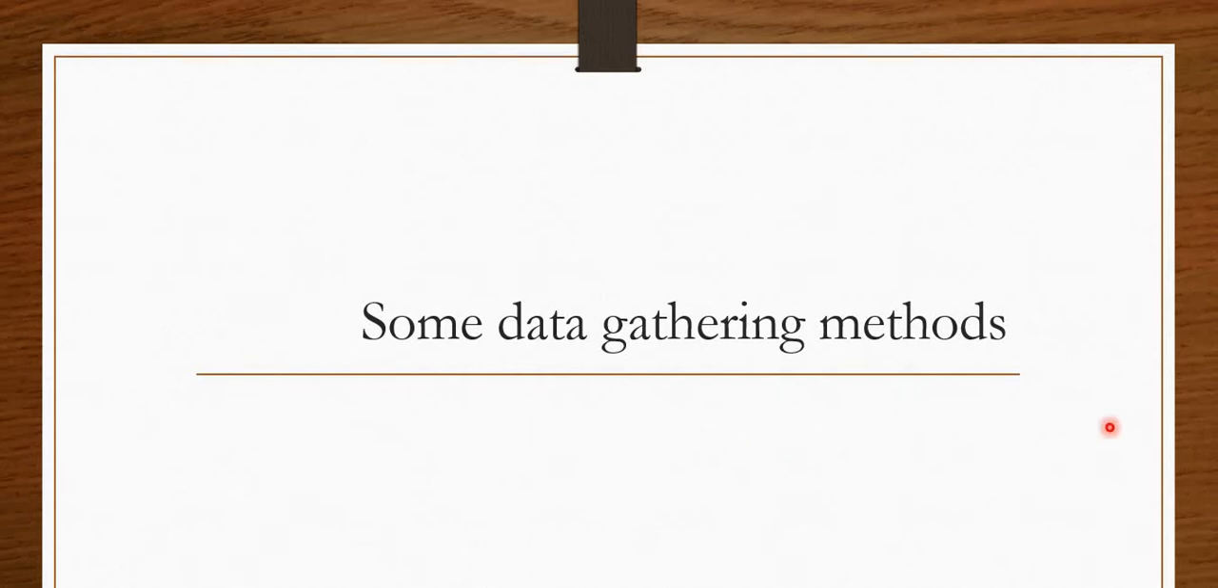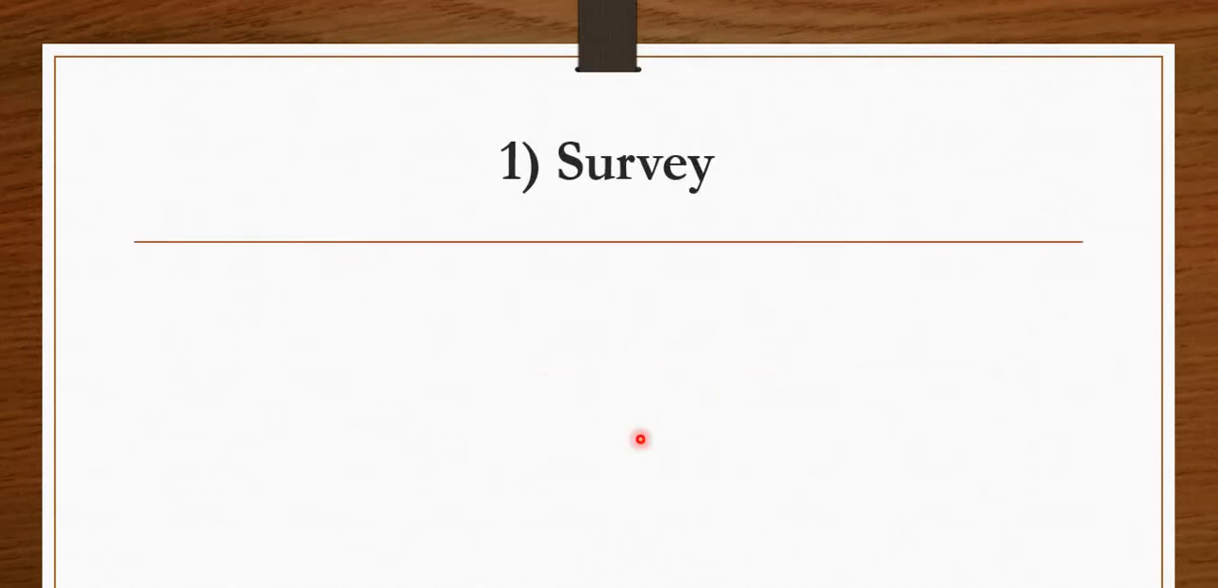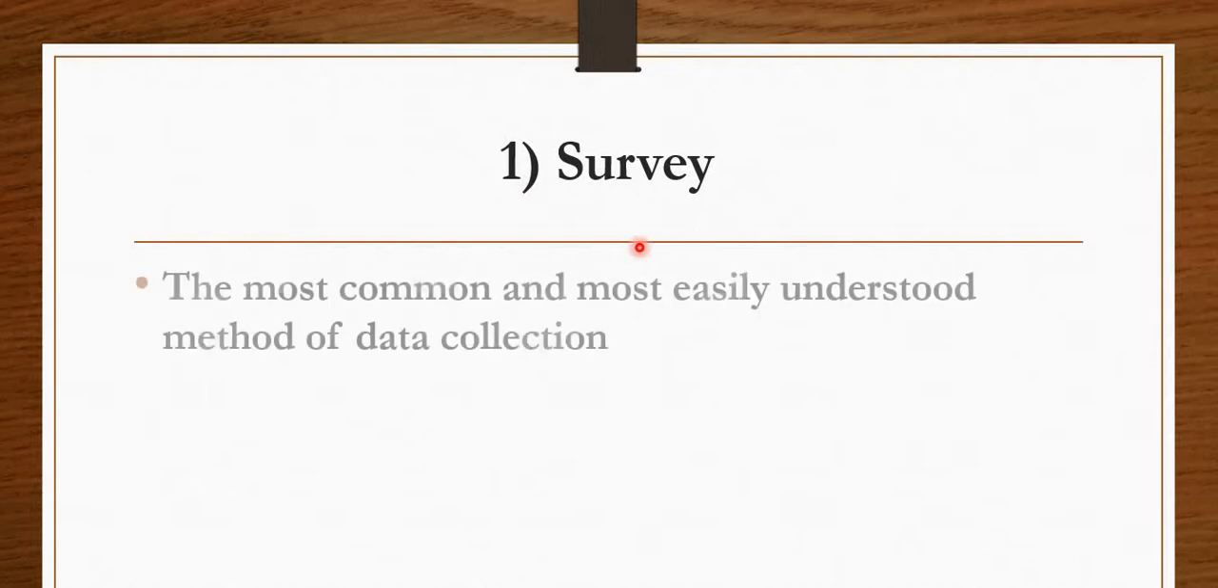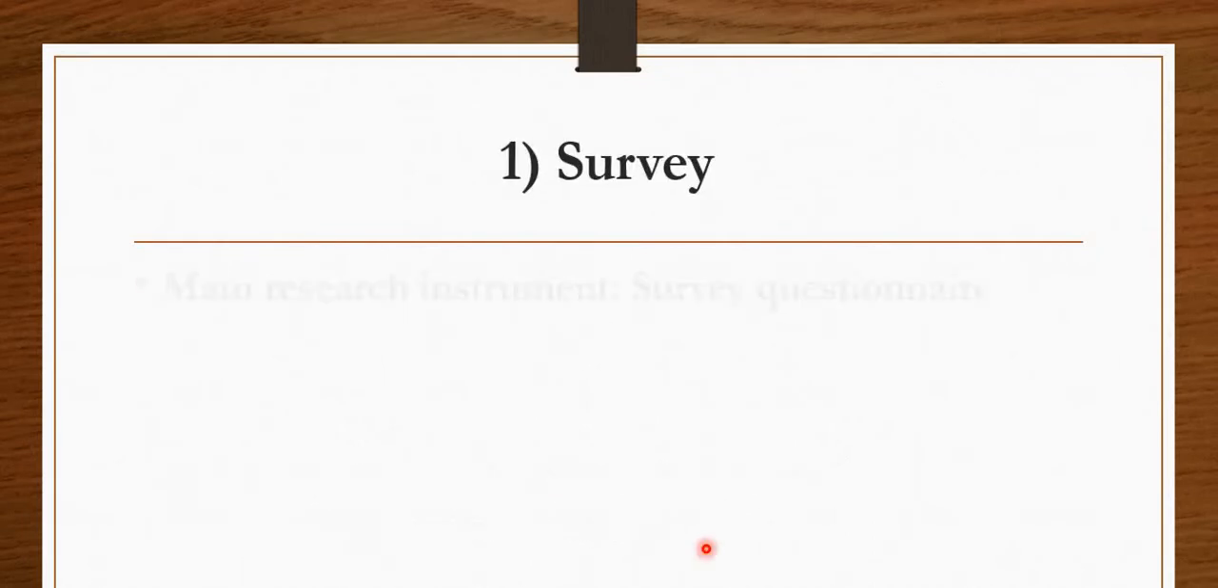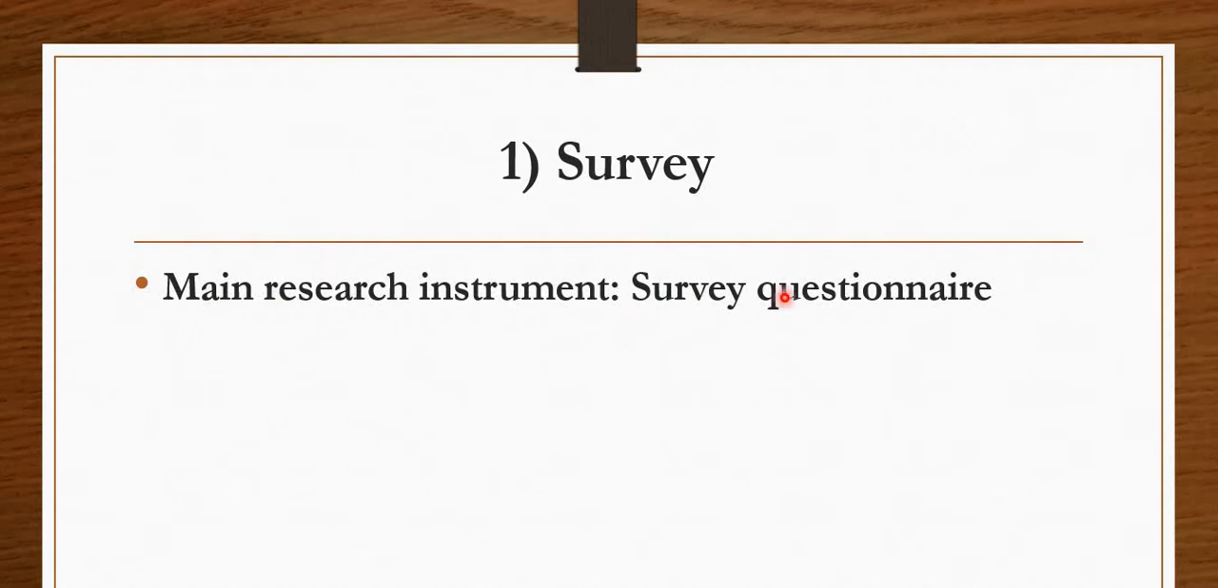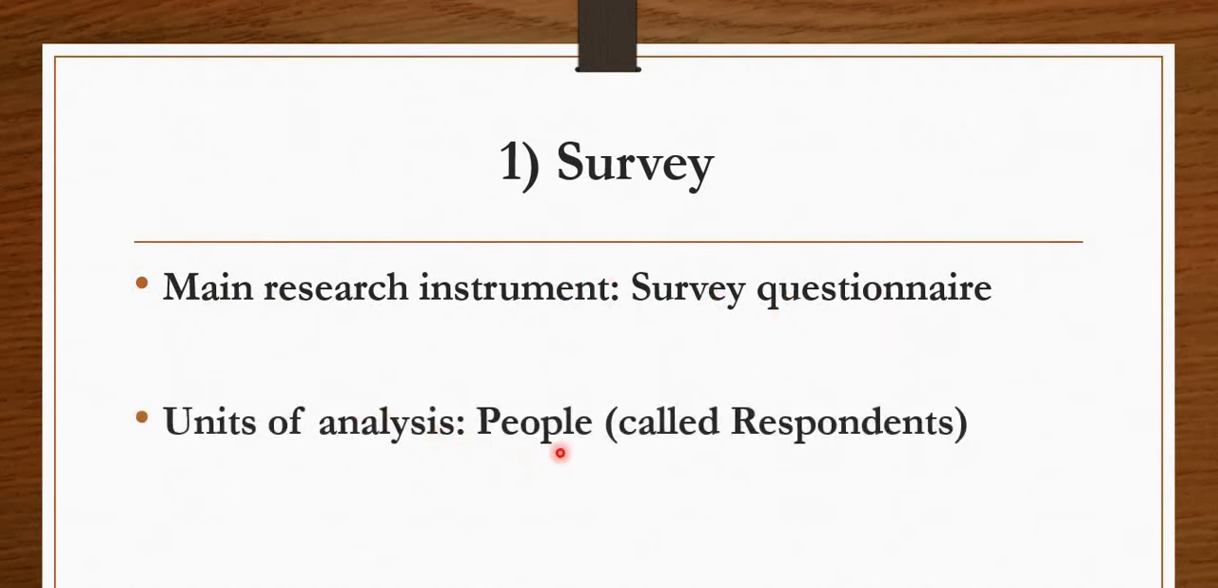Now let us look at some data gathering methods. The first data gathering method that we're going to look into is the survey. It is the most common and the most easily understood method of data collection because it requires sample units to respond to a predetermined set of questions. So, the main research instrument of a survey is a survey questionnaire, and the units of analysis are usually people called respondents.